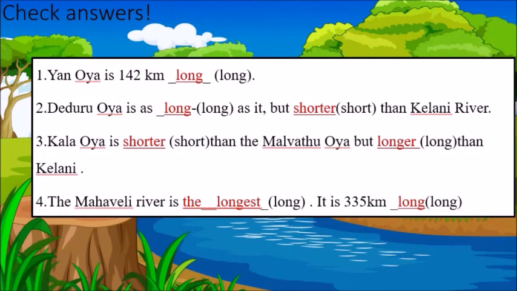Have you finished? Let's check the answers. Number 1. Yarnoya is 142 kilometers long. Number 2. Dadruoya is as long as it but shorter than Kelani River. Number 3. Kalaoya is shorter than the Malwattu Oya but longer than Kelani. Number 4. The Mahaveli River is the longest. It is 335 kilometers long.